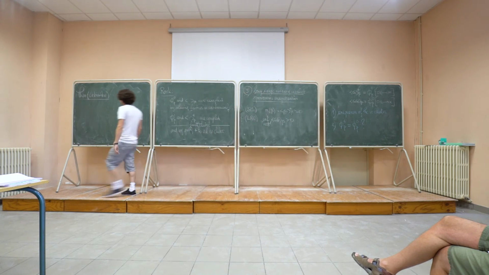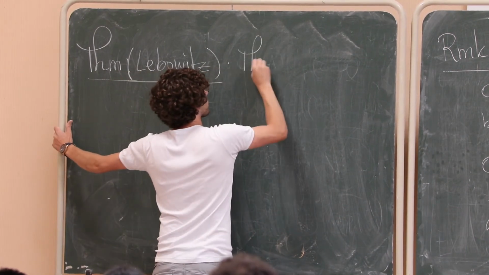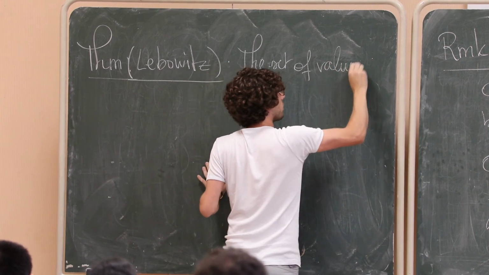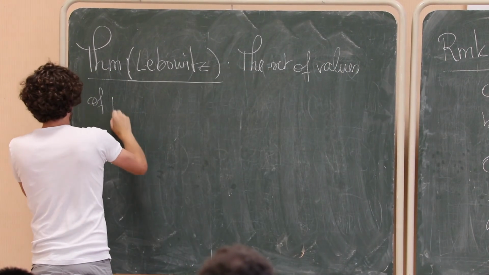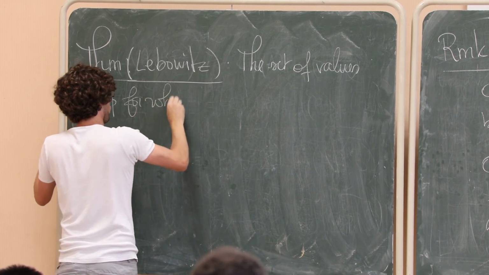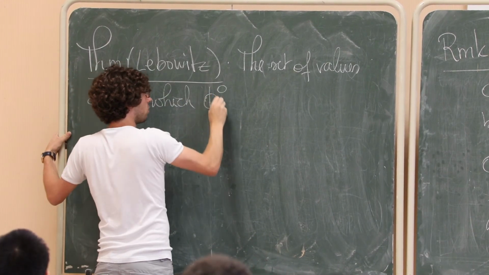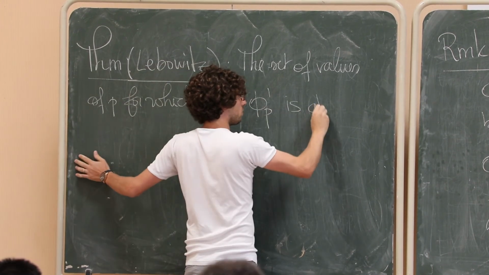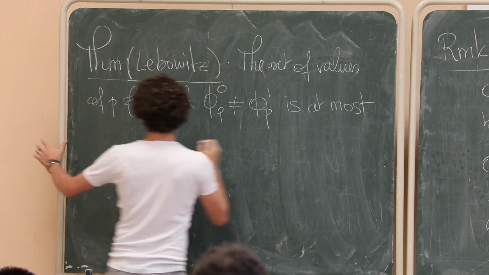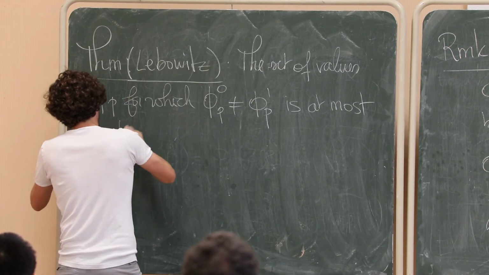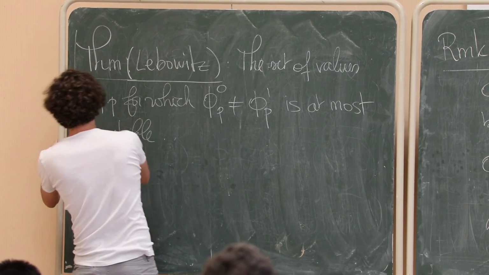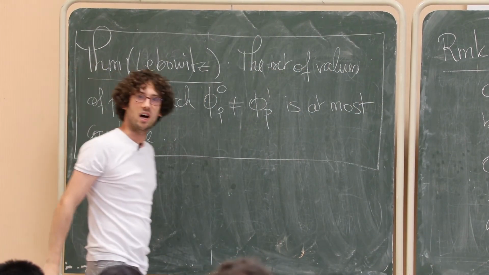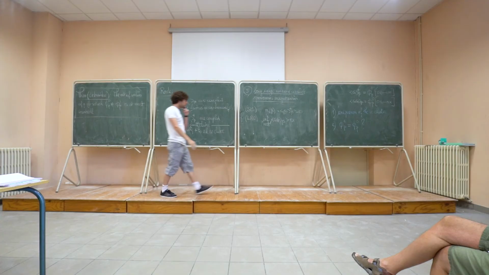So it's saying that the set of values of p for which phi 0 p is not equal to phi 1 p is at most countable. Again, we will actually prove next week that it's empty, but this is much harder. So it's at most countable.